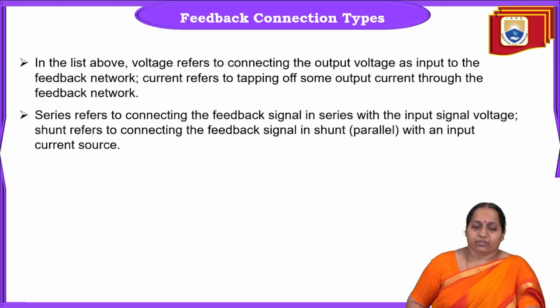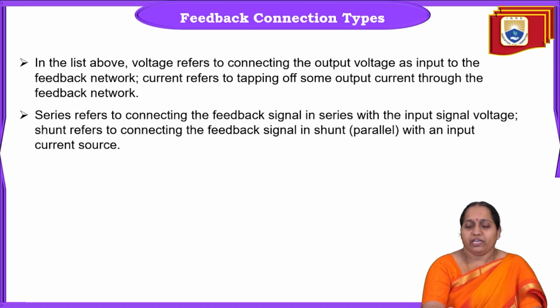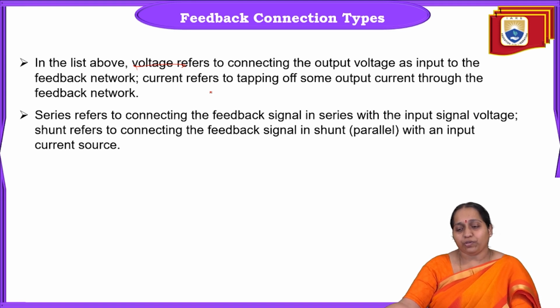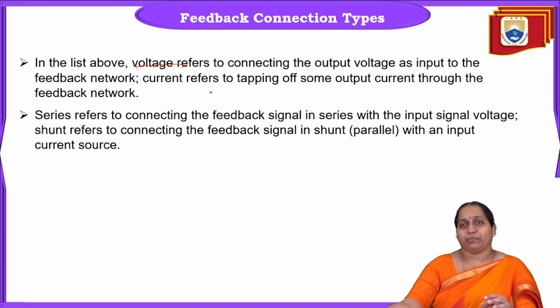In the list above, voltage refers to connecting the output voltage as input to the feedback network. If you are taking output voltage as input to the feedback network, then you say it is voltage. It could be voltage series or voltage shunt, but the word voltage refers to connecting the output voltage as input to the feedback network. And the word current, when you say current series or current shunt, what does it indicate? It refers to tapping of some output current through the feedback network.